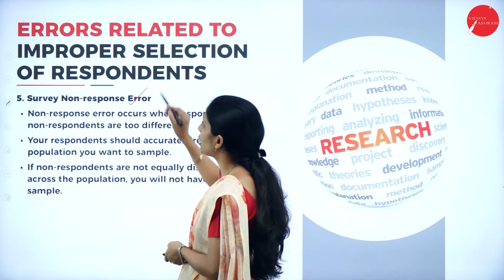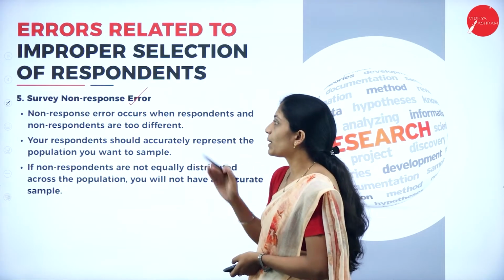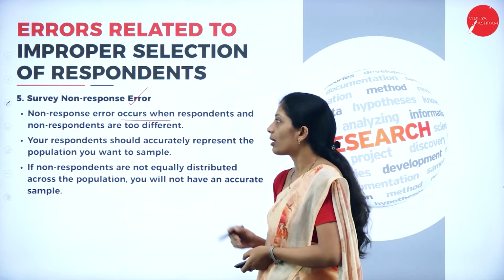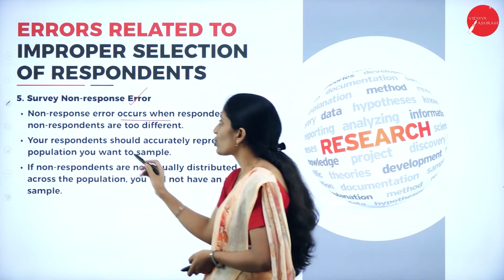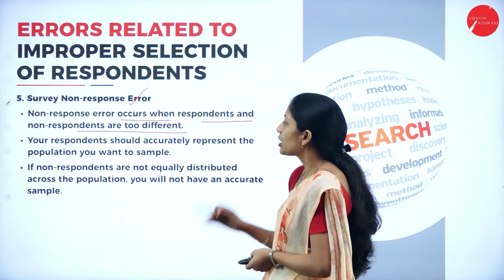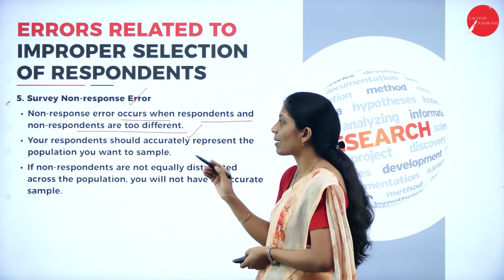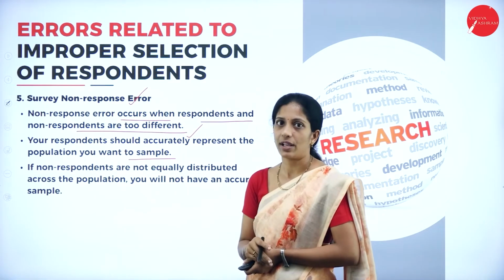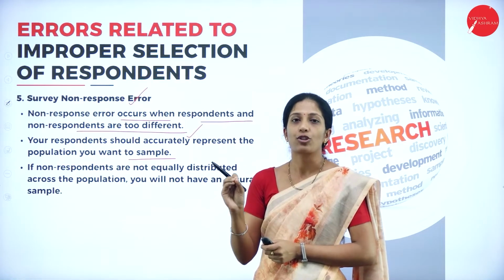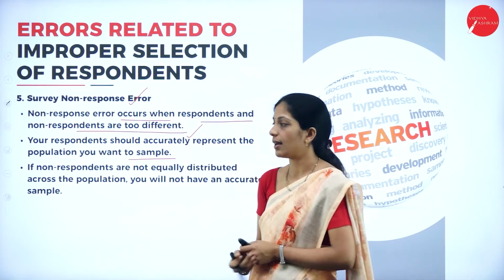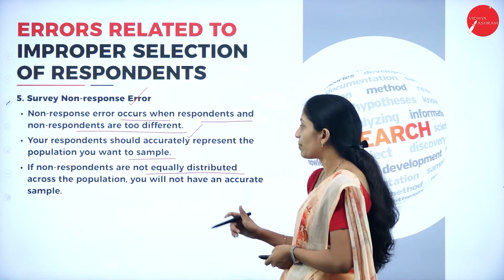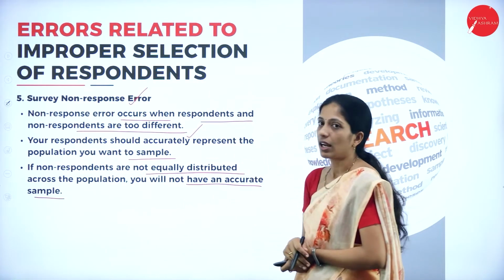Next one is survey non-response error. So what do you mean by that? Non-response errors occur when the respondents and non-respondents are too different. Your respondent should accurately represent the population you want to sample. So here whenever the researcher asks a respondent, the respondent should be very responsible to answer. If non-respondents are not equally distributed across the population, you will not have an accurate sample.